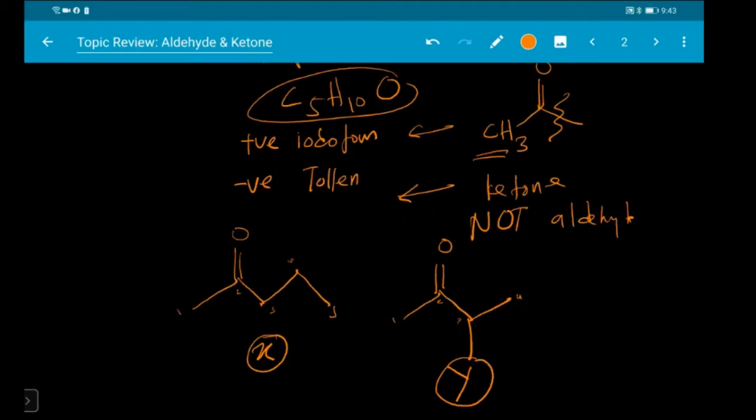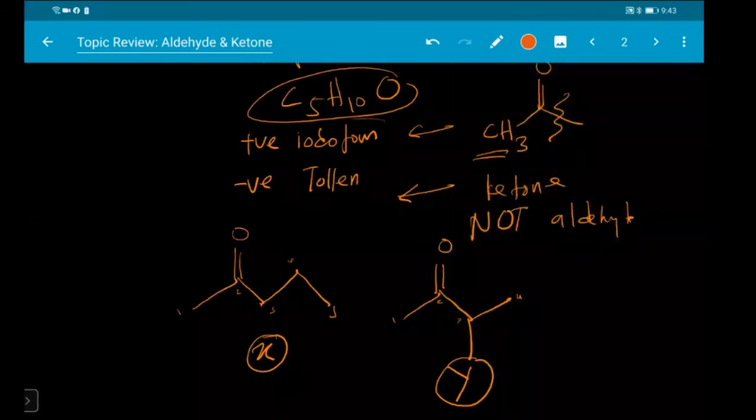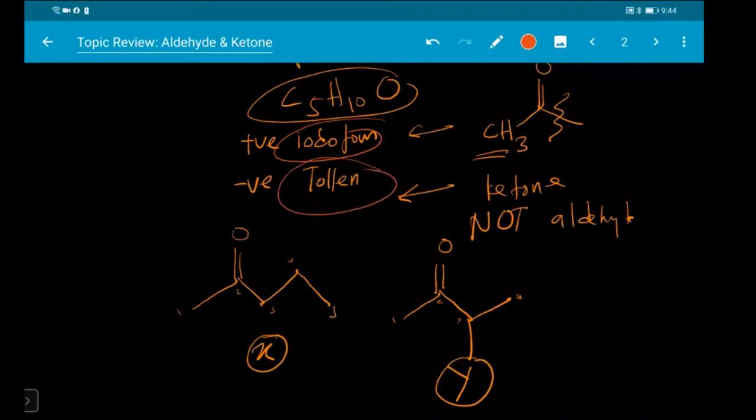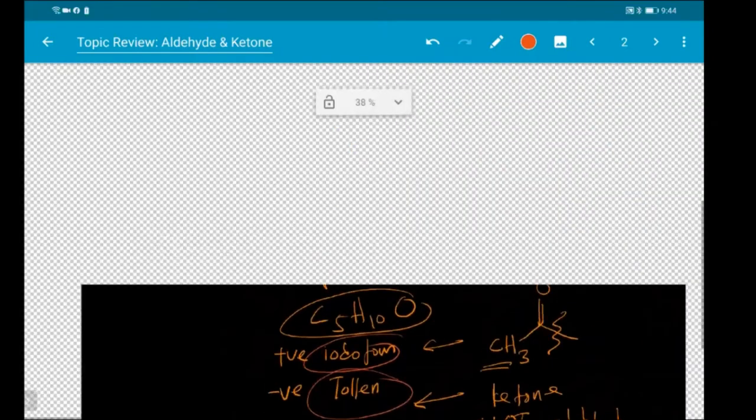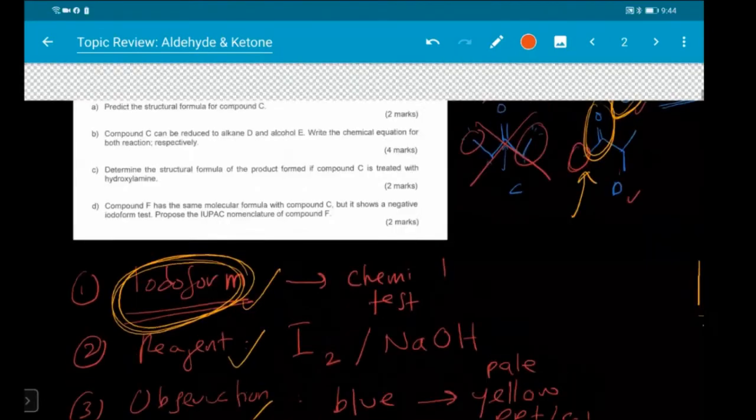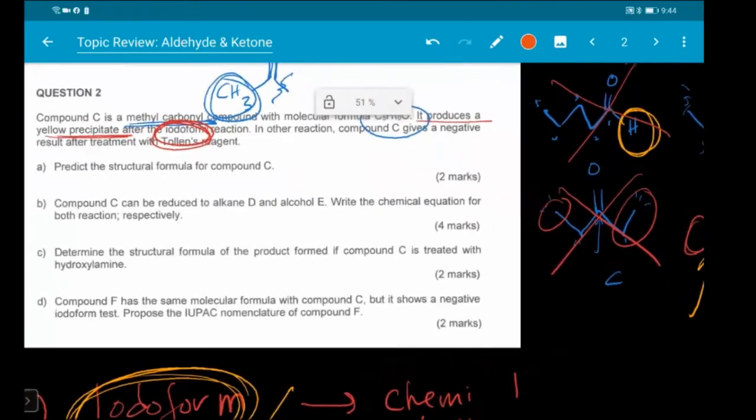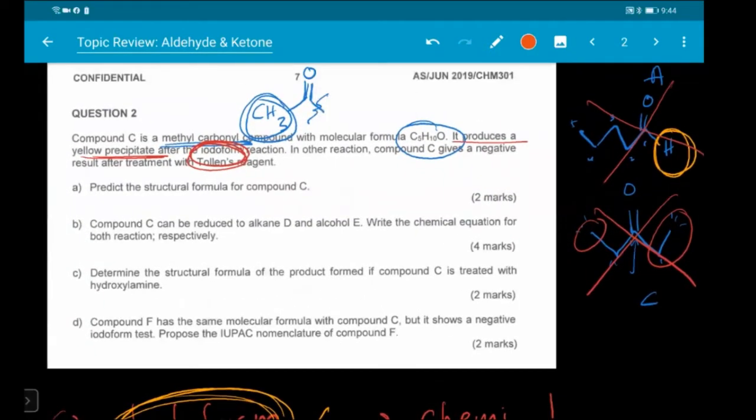It shows positive towards iodoform, and of course it gives a negative Tollens' result. So, dua-dua jawapan boleh diterima dan ini adalah jawapan untuk soalan pertama, which is predict the structural formula for compound C. Inilah jawapan dia. Boleh betul dua structure. Kalau tengok skema jawapan, hanya satu jawapan je dia bagi.